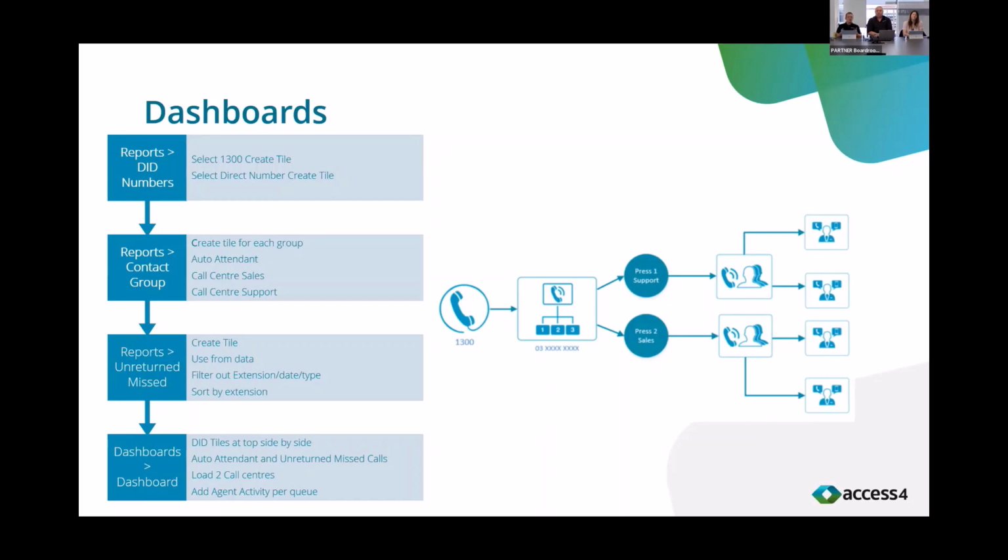Basically, what we're going to be going through is creating a couple of tiles for the advertised numbers, such as 1300 and a direct number. Then we create a contact group for the next layer, where we can see how many calls came into the auto attendant and then filtered out to the call queues. And then most people want to see some unreturned missed calls, and then we'll jump into the dashboards that we'll add it in. So this process should really only take about 2 to 3 minutes, and it fits roughly about 80% of the audience of what they want to see.